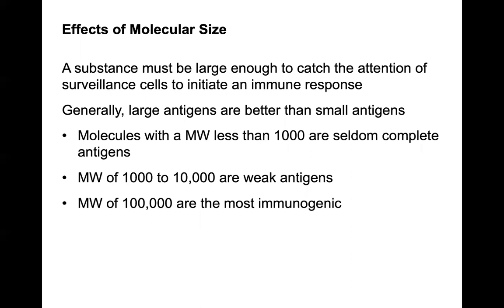A substance must be large enough to catch the attention of the surveillance cells to initiate an immune response. Generally, large antigens are much better off than smaller ones. Molecules with a molecular weight of less than 1,000 are seldom complete antigens. From 1,000 to about 10,000 molecular weight, they are considered weak antigens. Anything above 100,000 is considered a strong antigen.